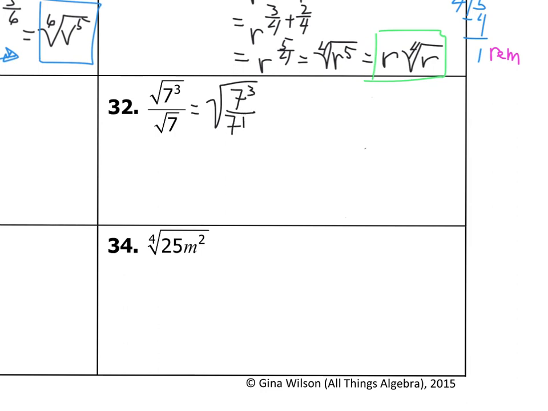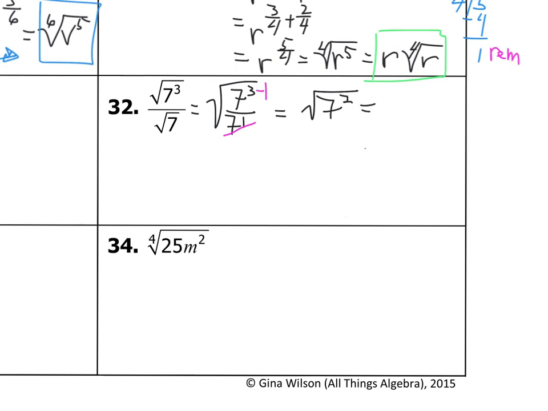And this is 7 to the 1st. If I divide like bases, I subtract their exponents where there are more. So all of this denominator is going to subtract up here in the numerator. And I end up with the square root of 7 squared. And then there's only 1 in the denominator, and the square root of that is 1.